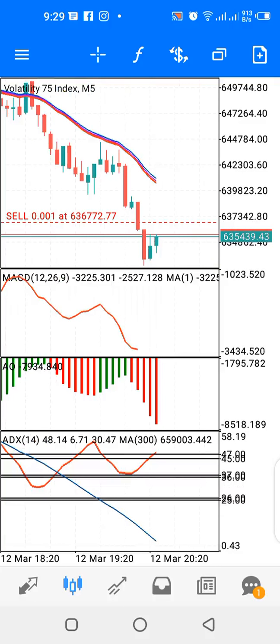Downtrend. So that's that for the strategy. It is a very good strategy. Let's look at settings.